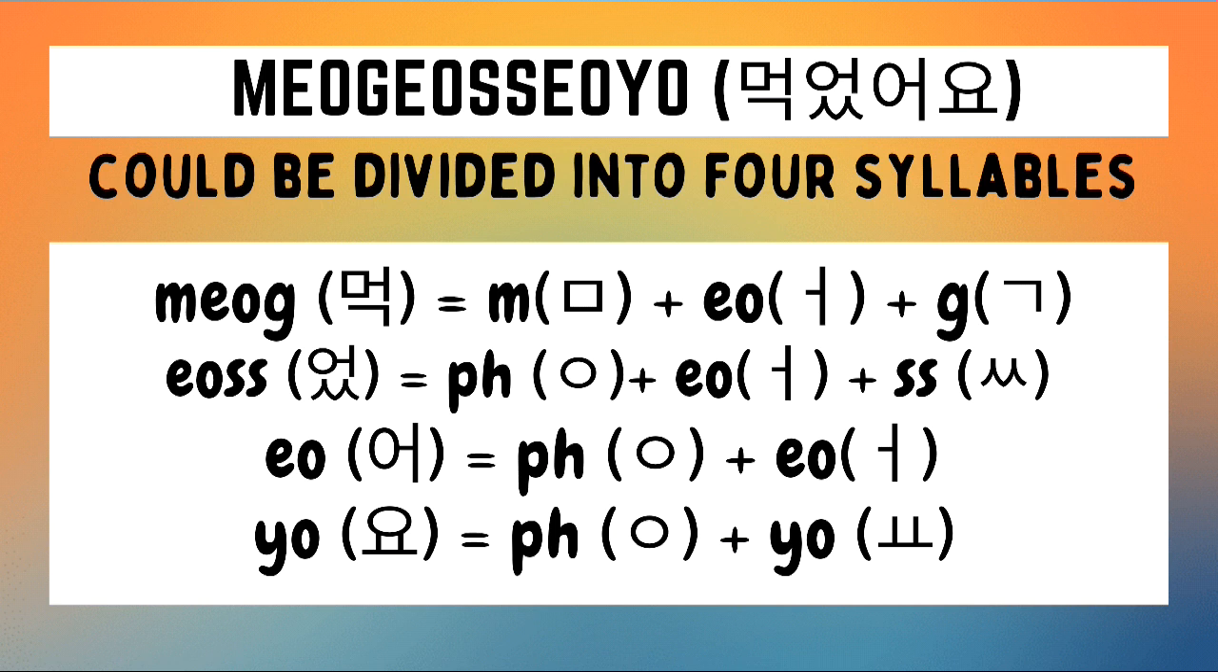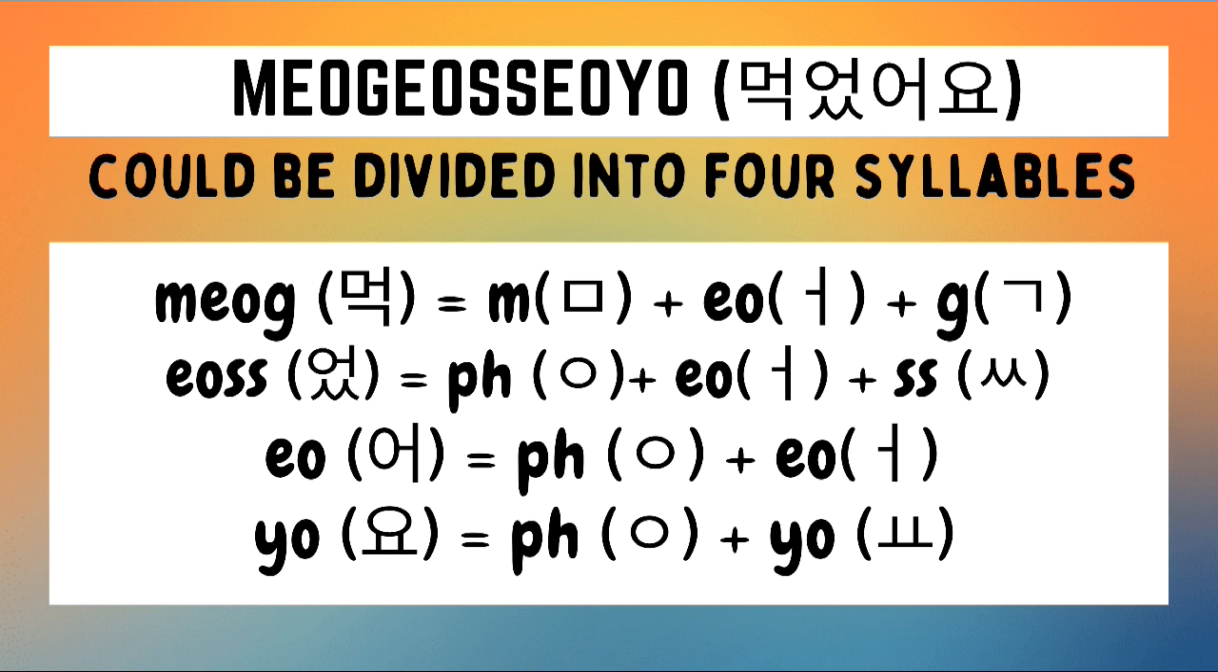How do we write 먹었어요 in Hangul? This is composed of 4 syllables. Let's start with the first one, which is 먹. This is written by joining first a mium character, followed by the o character, followed by the gyok character. The second syllable os is written by joining first a placeholder iyang, followed by the o character, followed by the sangsiyot or the double siyot character.